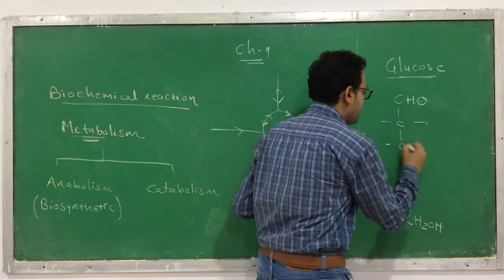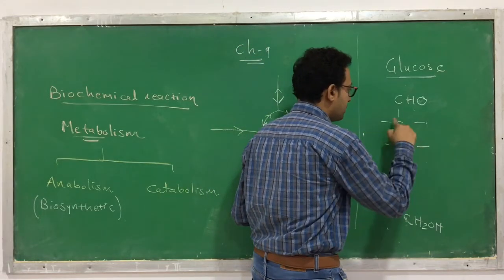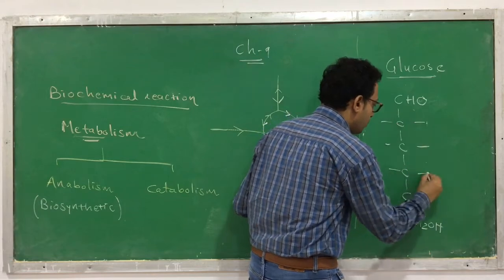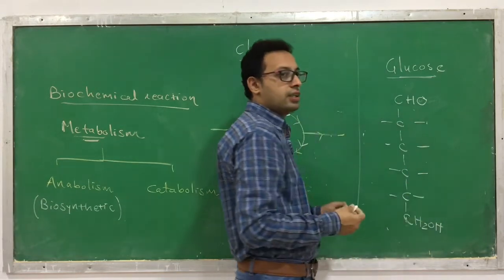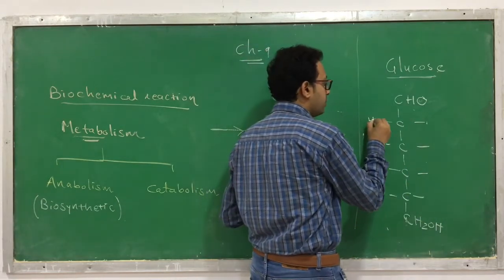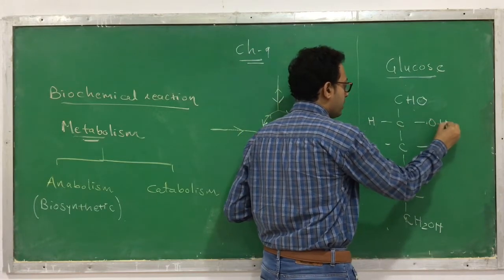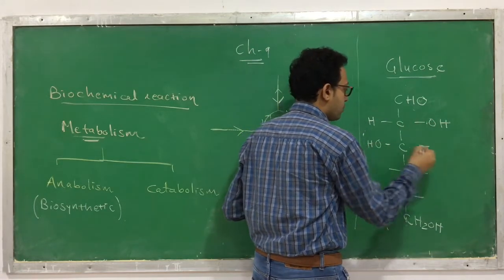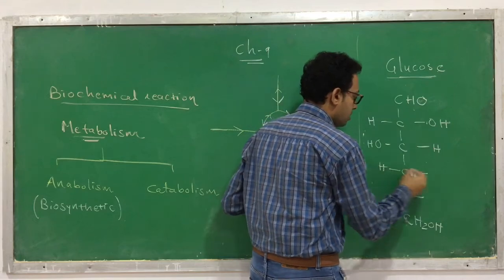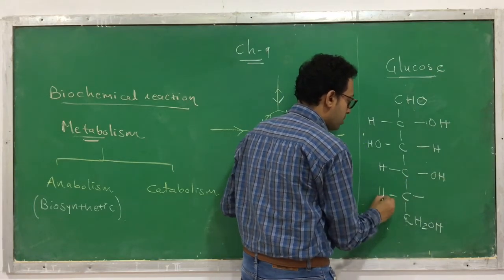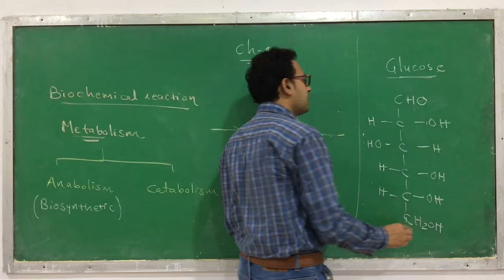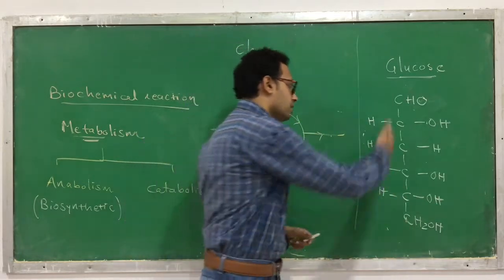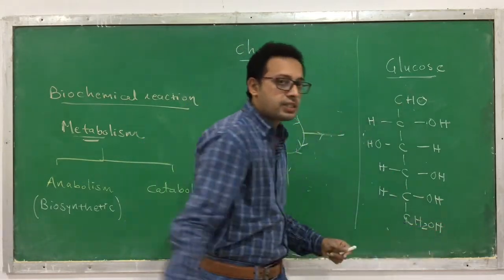Remaining, you know that carbon has 4 valency. 1, 2, 3, 4. Similarly, 1, 2, 3, 4. So you just have to make the 4 lines. Now, on the second position, this second carbon, H, OH, OH, H, H, OH, H, OH. This is a very easy technique to draw a molecule of glucose. 6, the last carbon is always CH2OH.